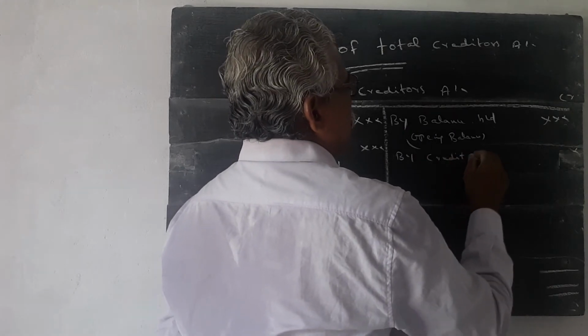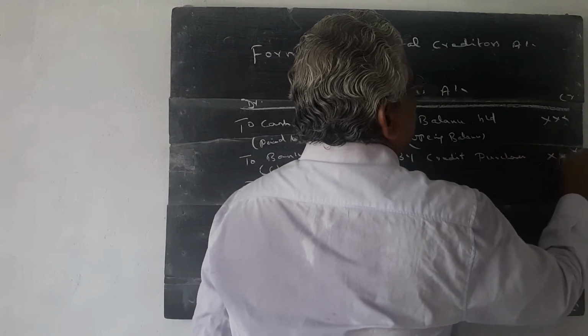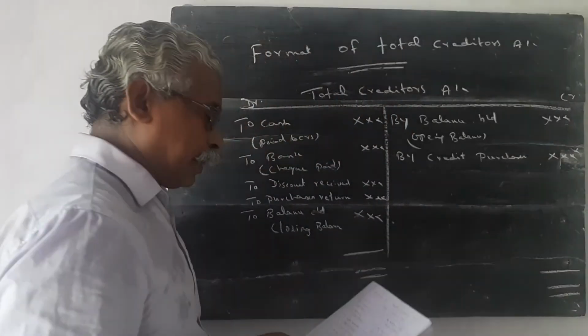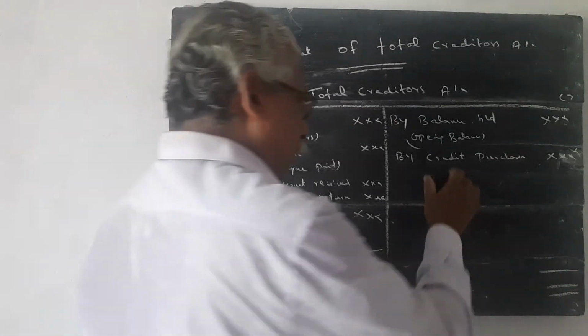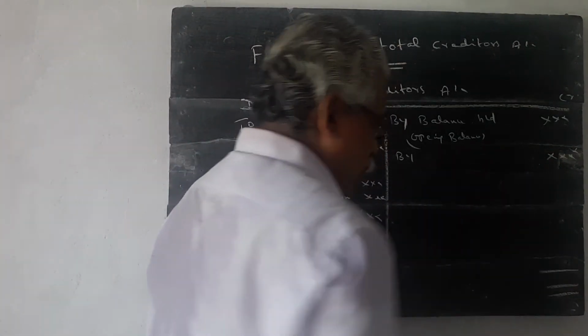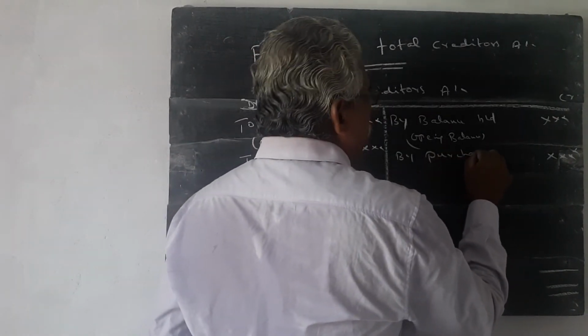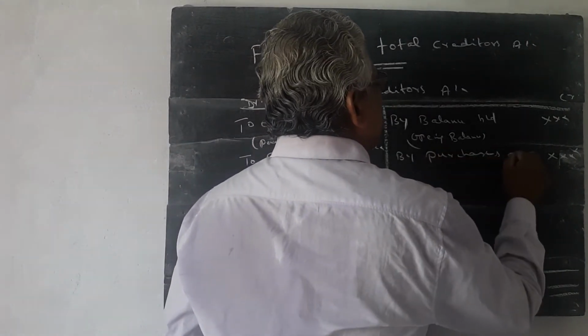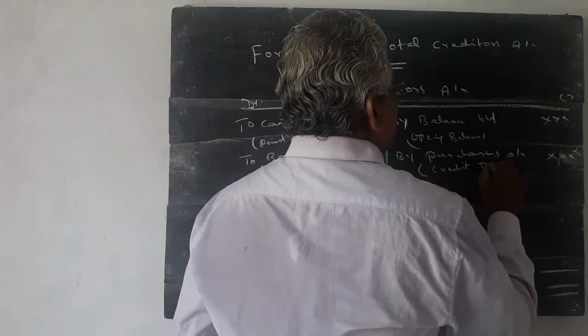By purchases, credit purchases alone is entered here. Cash purchases are not at all entered in the total creditors account. So here we never use credit purchases; we always use by purchases account. By purchases account, within bracket we can write credit purchases.